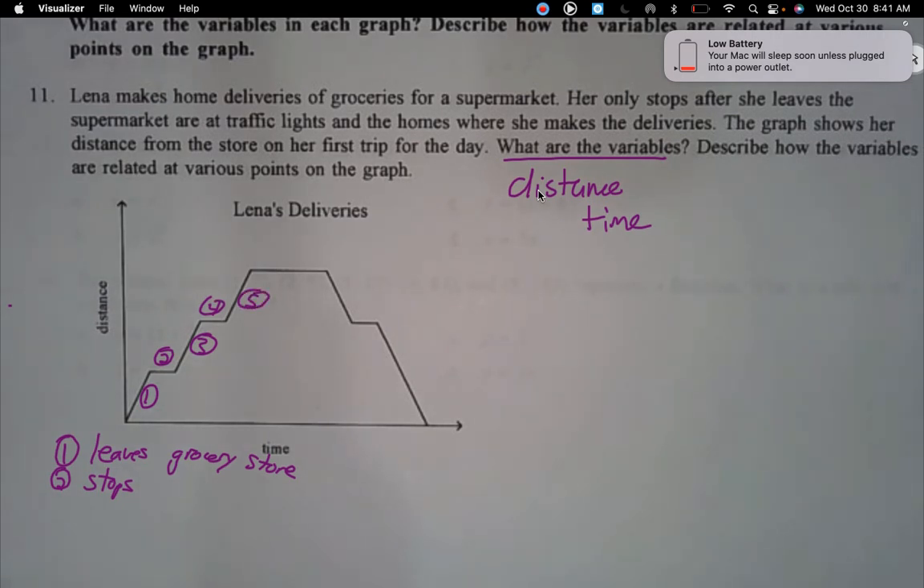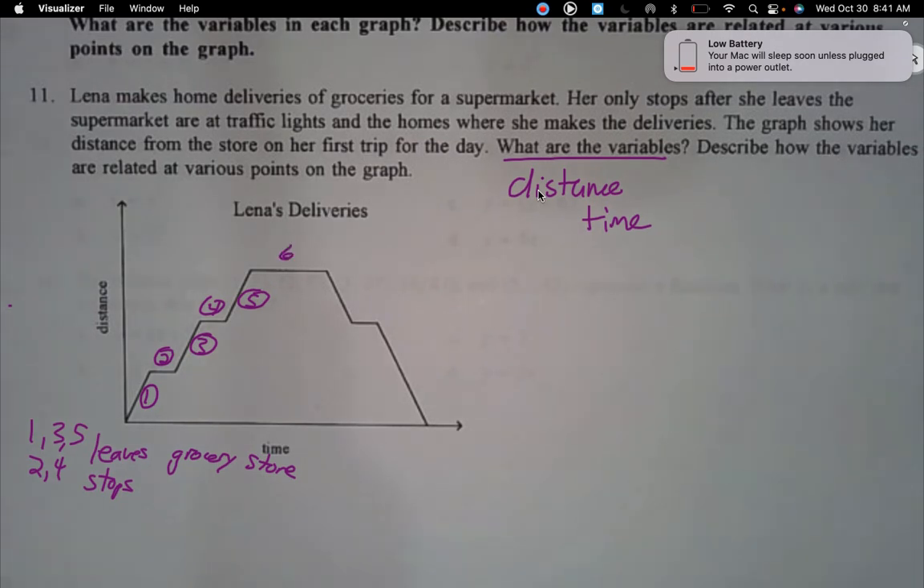So I would say I'm going to rewrite this. I'm going to kind of do it like this. At 1, 3, and 5, she's going away from the grocery store. Does that make sense? We can write less. At 2 and 4, she has stopped.